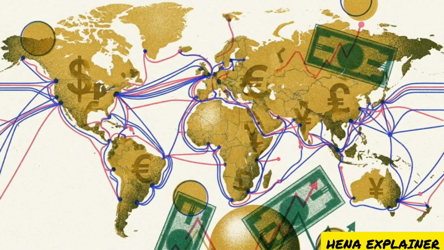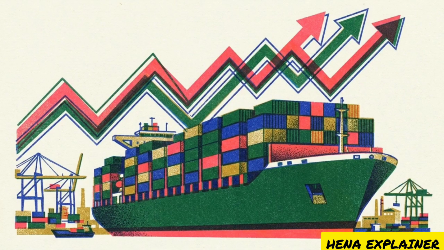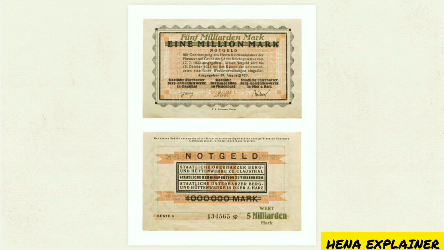A currency's exchange rate functions as a live marketplace, measuring global trust in a specific country's economy. It fluctuates based on how much value that country produces and how many investors want to hold its notes. This banknote reveals the result of printing cash without matching economic growth. In 1923 Germany, the government printed so much money to pay debts that the currency evaporated. Citizens needed wheelbarrows of cash to buy groceries because a loaf of bread cost 5 billion marks.